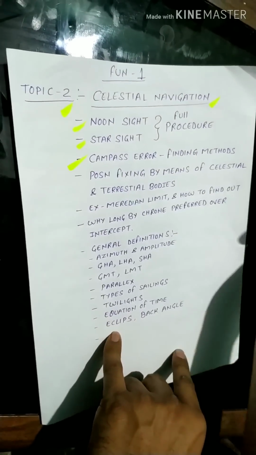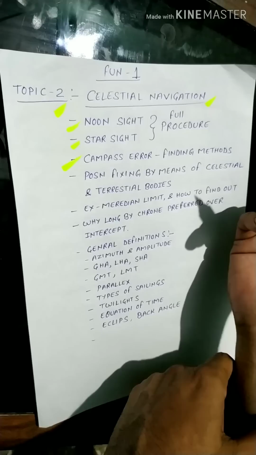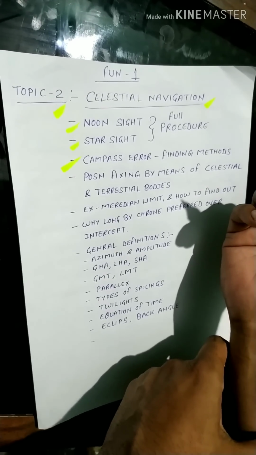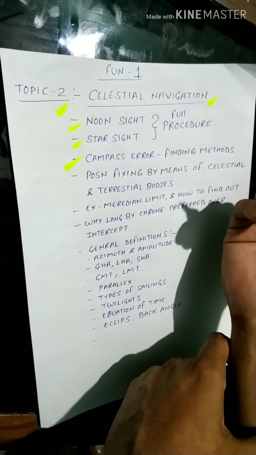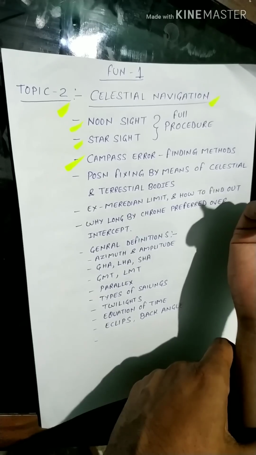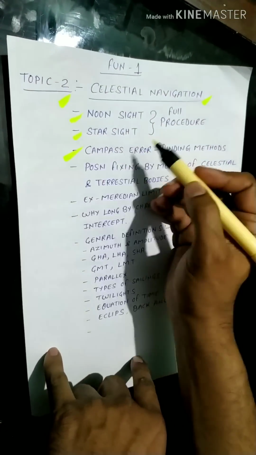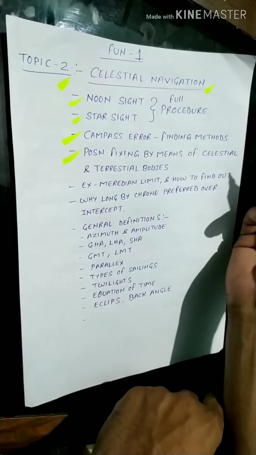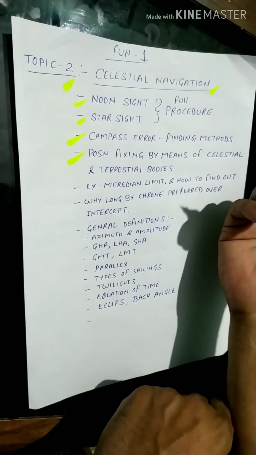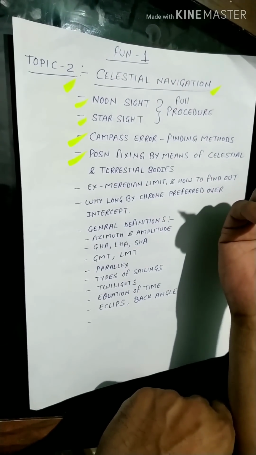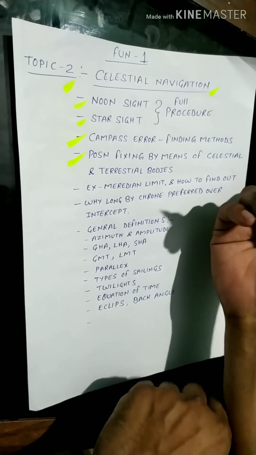Next is compass error. They will ask what all methods are there for finding compass error. They may ask by celestial or terrestrial, so both you have to know, methods of finding error of compass. Next one is position fixing. They will ask position fixing by celestial means and terrestrial means. So you have to prepare for both.